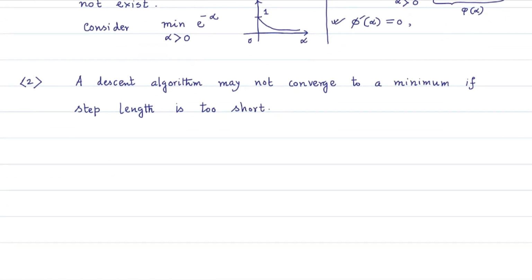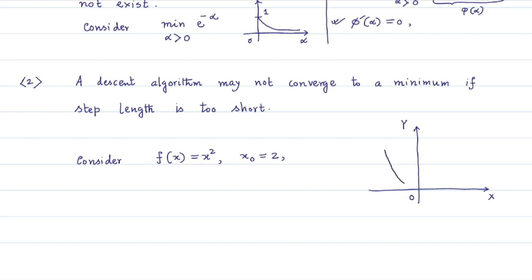For example, let us consider the function f of x equal to x square, a function of one variable. Choose the initial point to be x naught equal to 2, and for this function a descent direction at the initial point x naught is the direction of the negative x-axis.